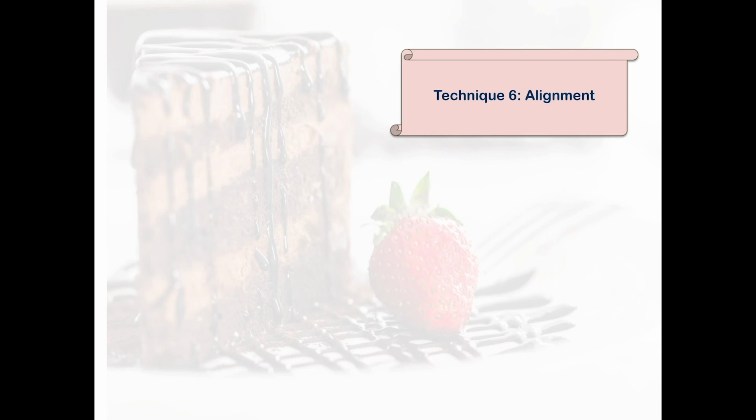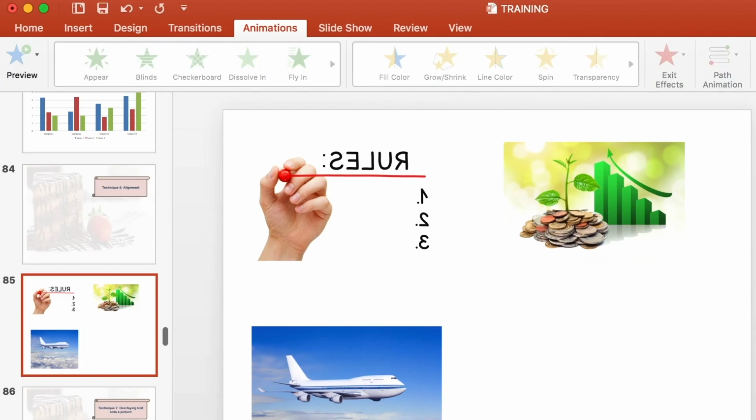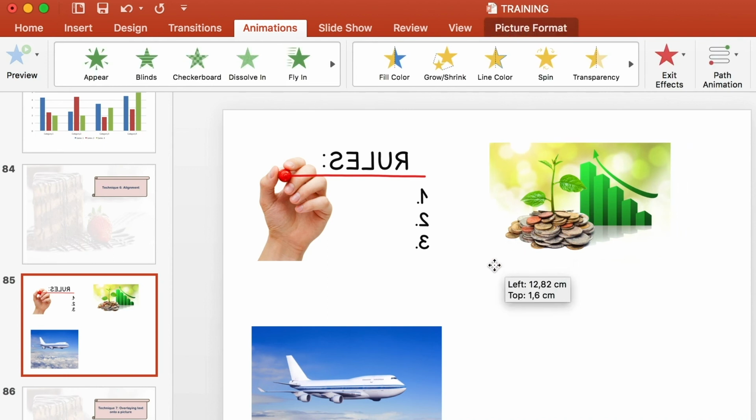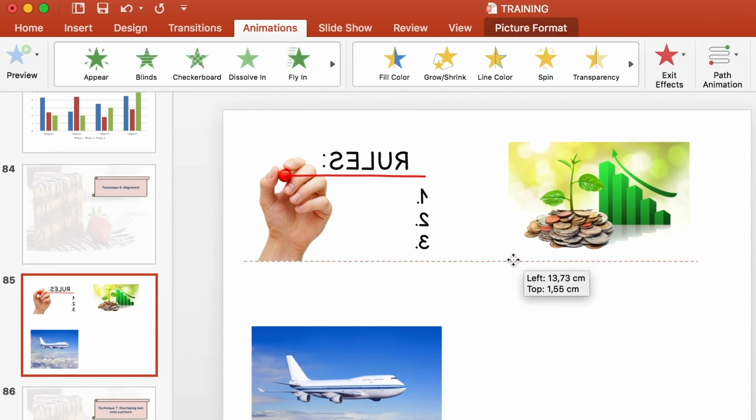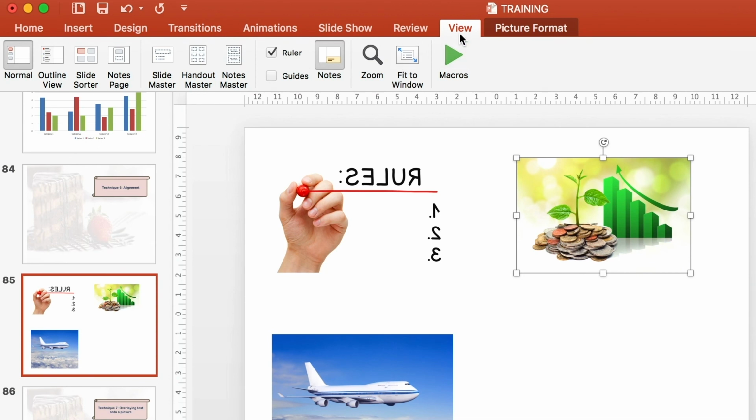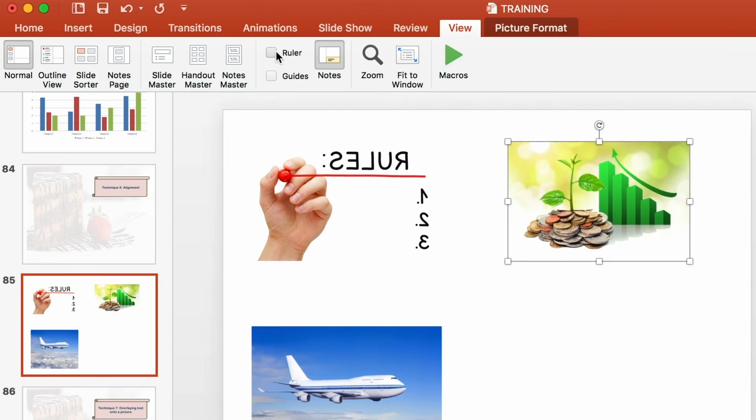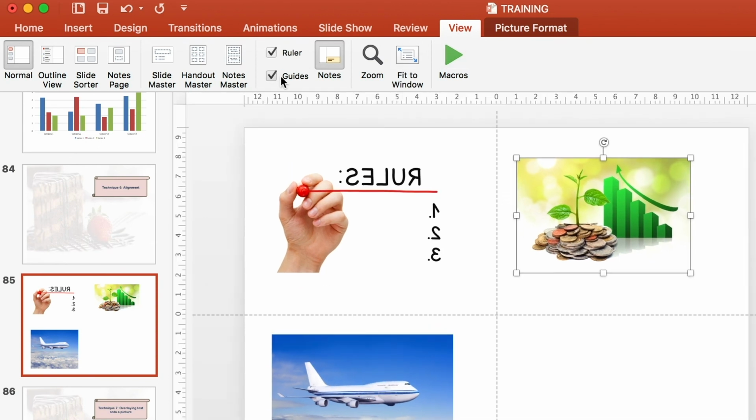Technique 6 is about alignment. Remember earlier when I covered pictures? Well, PowerPoint has made this easier for you. Instead of just using those red lines, which is quite standard, as you can see on the screen, if you come into PowerPoint and come into View, you can activate what is known as a ruler or guides.